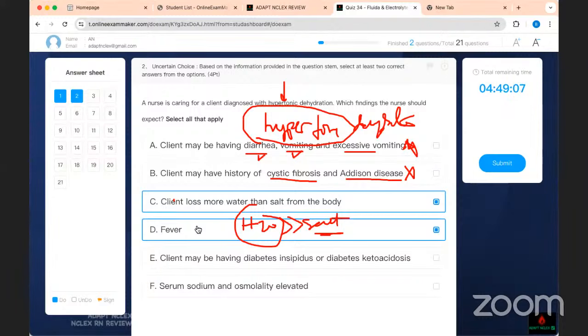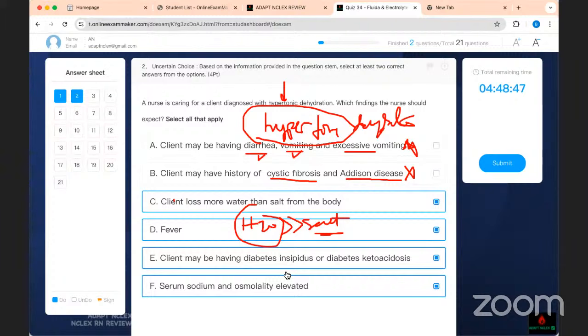Think about diabetes insipidus. What are they losing? Mostly water. They're just losing water, not salt, right? And a patient in DKA, diabetic ketoacidosis, mostly water and glucose. No salt is lost. And if you lose all your water, your serum sodium is going to go up.